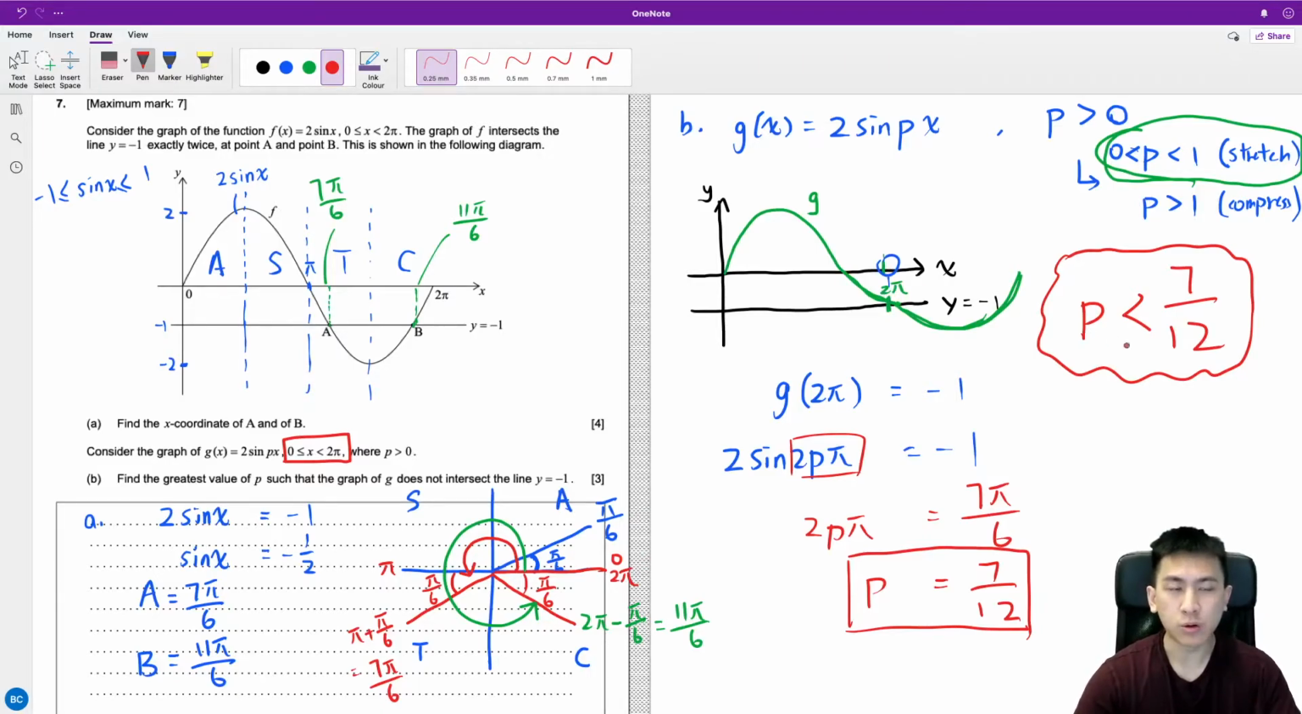Because at p equals 7 over 12 it would exactly hit at 2π, right? And of course, if p is bigger than this, then surely it just doesn't stretch enough. If p is even bigger than 1, it's a compression, then it's even worse, right? So we need p to be smaller than this value. So that's how you do it.